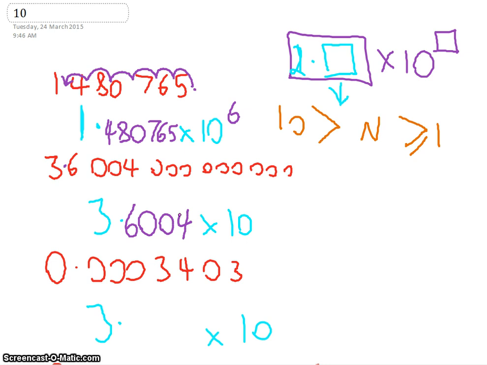Okay. Now the decimal point starts off there. How many spaces have we moved it? 13. And that's the answer to that one.